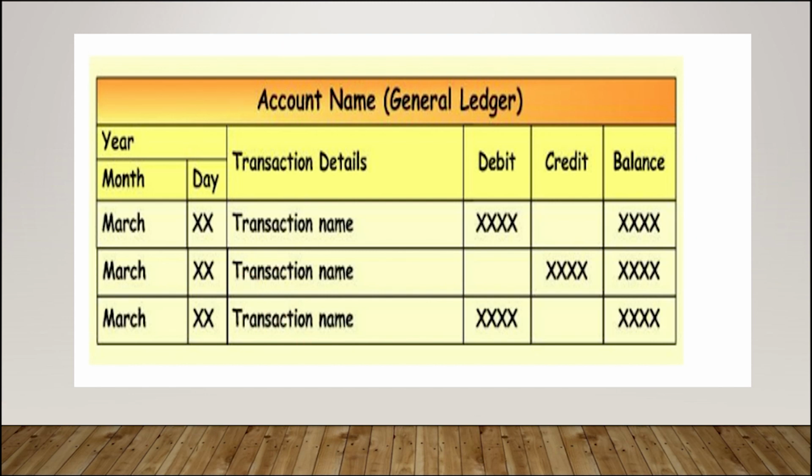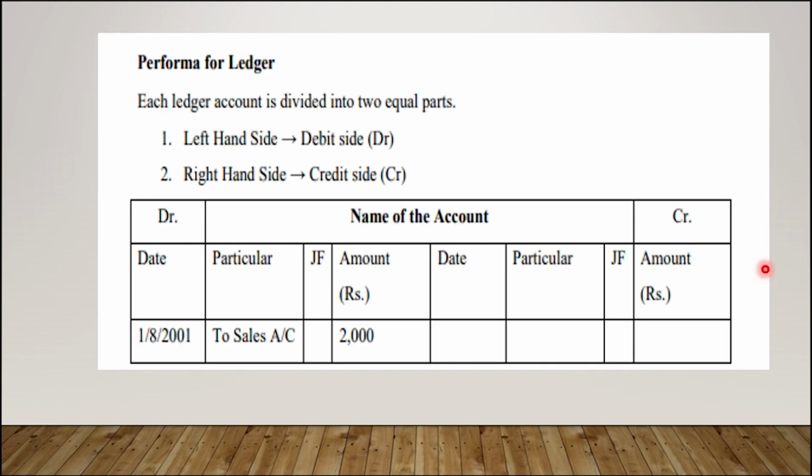This is the computerized format. This is again one more format of a ledger account. This is the form of a ledger. It is divided into two parts. Here we write debit, here we write credit. The left hand side is the debit side and the right hand side is the credit side. We write down the date, particulars and amount. When the amount has to be credited, it is entered on this side. So we'll see how information has to be posted, then we'll look at the question.